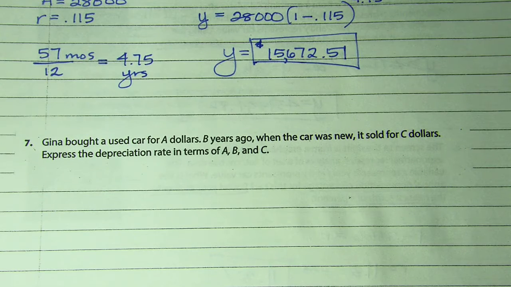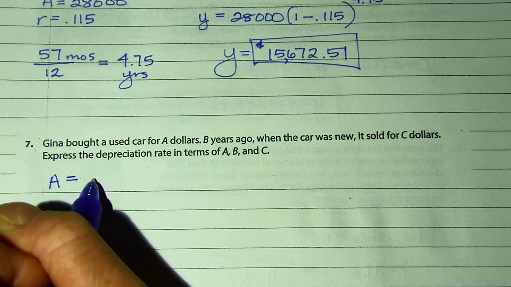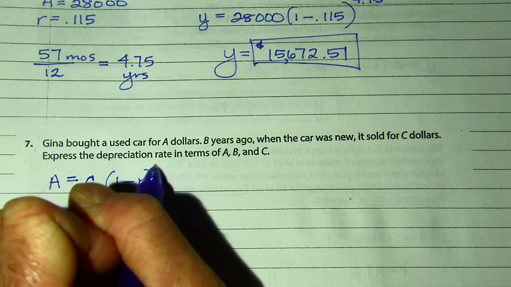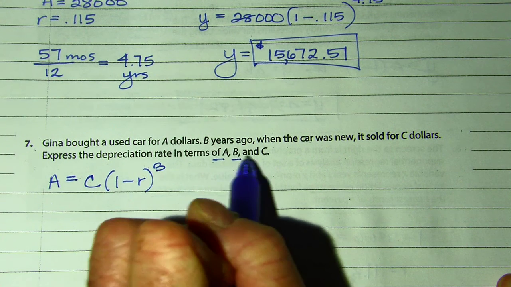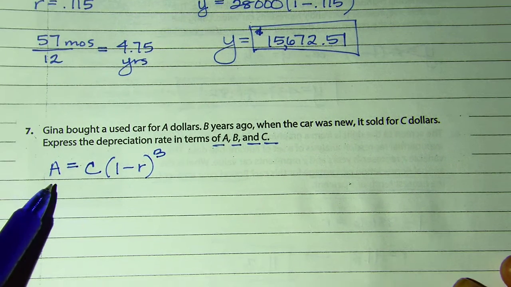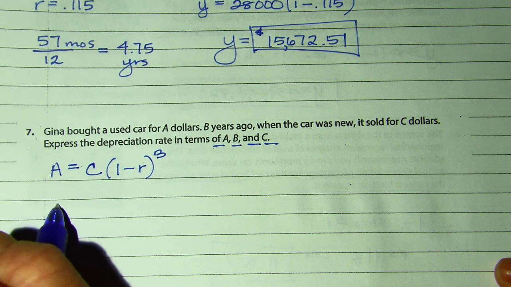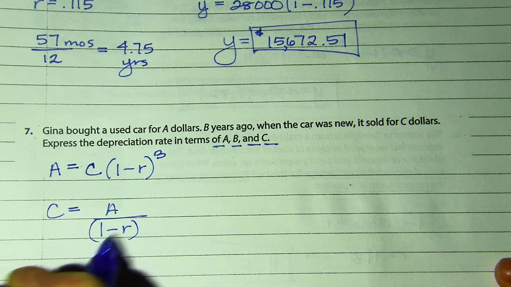Number 7. Gina bought a used car for $80 B years ago. So let's start with A would equal C times 1 minus R to the B years. It said express the depreciation rate in terms of A, B, and C. So I've expressed it in terms of A. Now let's get C by itself. So I would have C would equal A divided by 1 minus R to the B.